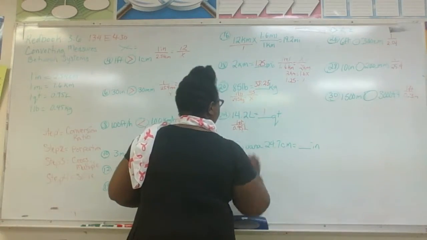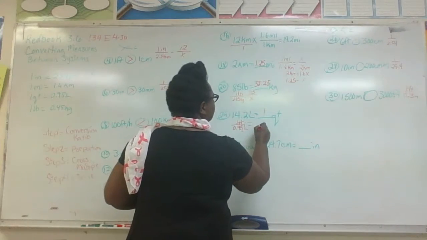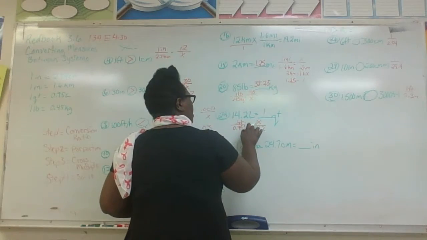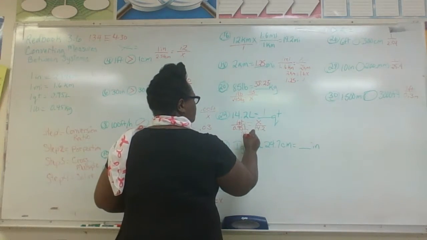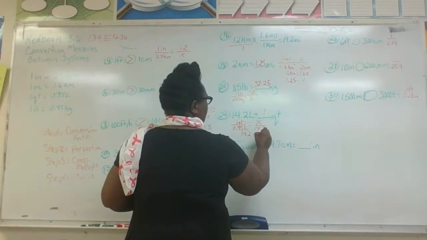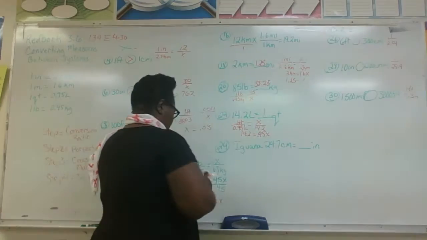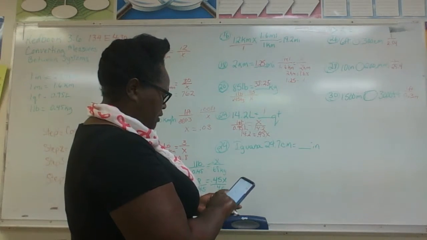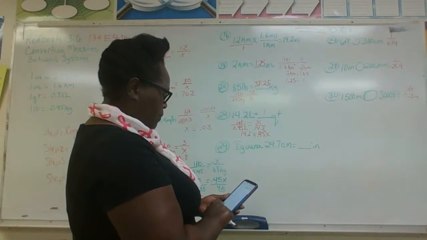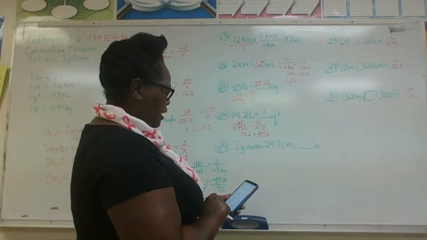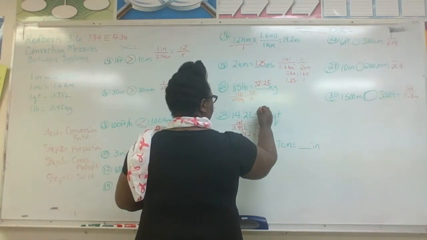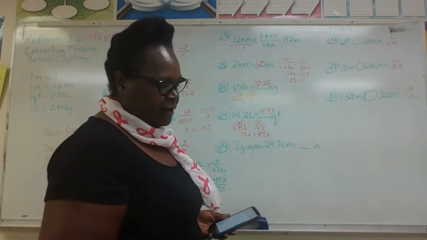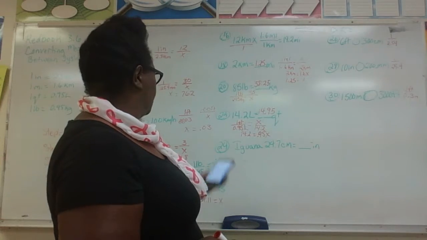Okay, so here we go. The liters is 14.2, and we don't know the quarts. Okay, so now we're going to cross cancel to 14.2 is equal to 0.95x. So let's take a look at that. All right, so that 14.2 divided by 0.95, and we get 14.95. We're going to round that up. Okay, now let's take a look at 24.